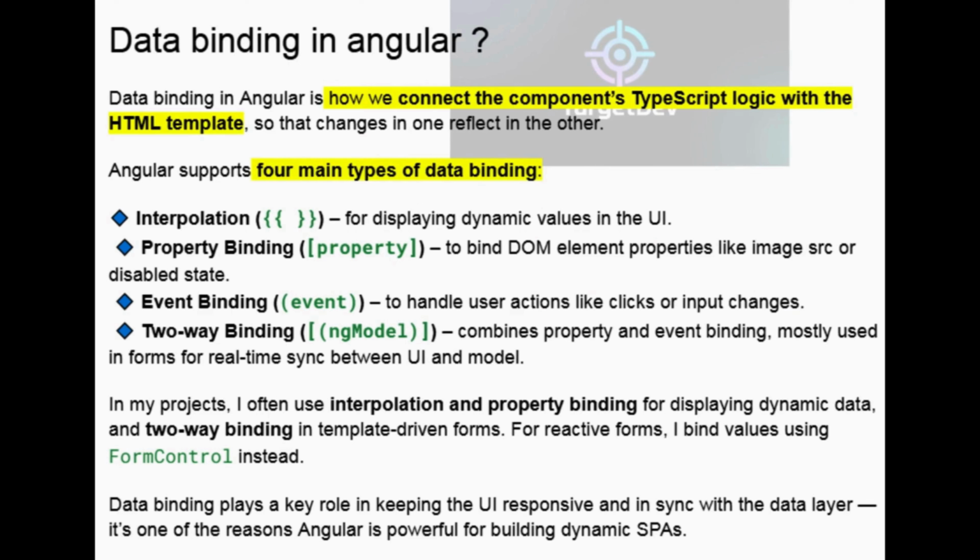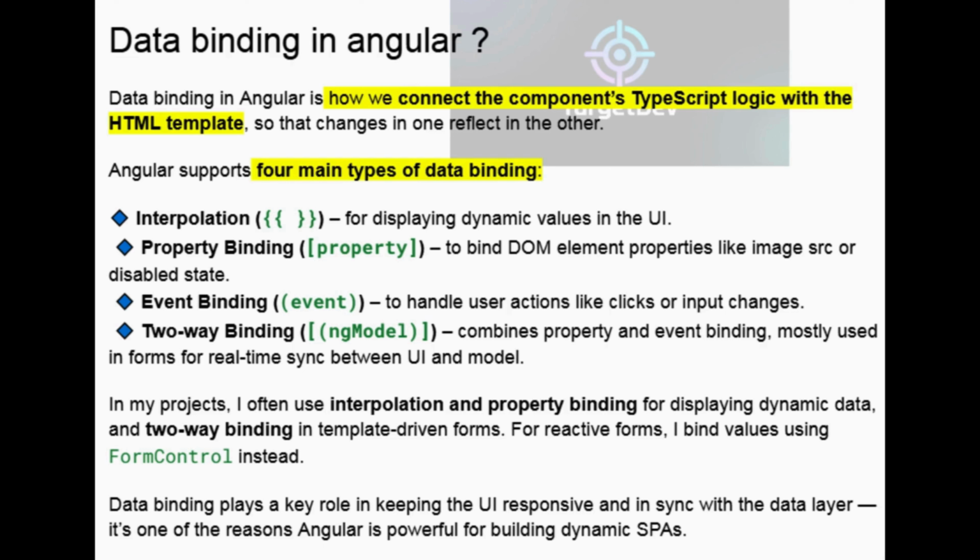What is data binding in Angular? Data binding in Angular is how we connect the component's TypeScript logic with the HTML template so that changes in one reflect in the other. Angular supports four main types of data binding. Interpolation for displaying dynamic values in the UI. Property binding to bind DOM element properties like image src or disabled state. Event binding to handle user actions like clicks or input changes. Two-way binding combines property and event binding, mostly used in forms for real-time sync between UI and model.